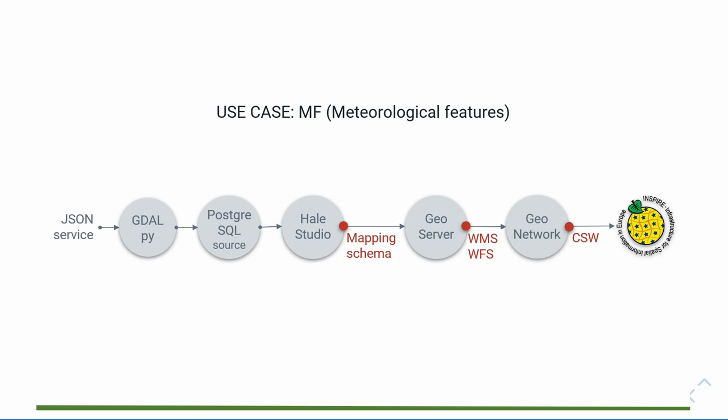We have meteorological features. They update each hour. So each hour we run scheduled tasks. GDAL just downloads the data and puts it in PostgreSQL. But here we don't use static files for downloading, and we don't transform again into the publishing database. We actually create the mapping schema, and then using the App-Schema plugin, we just upload this transformation model to GeoServer.